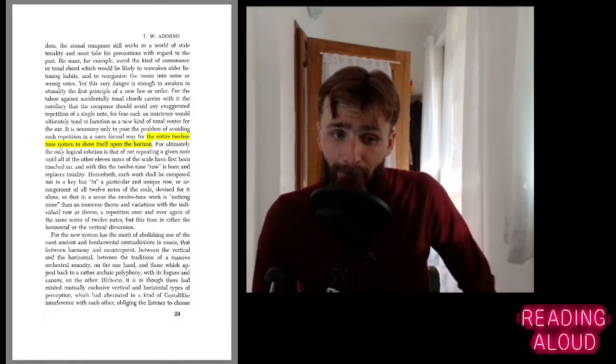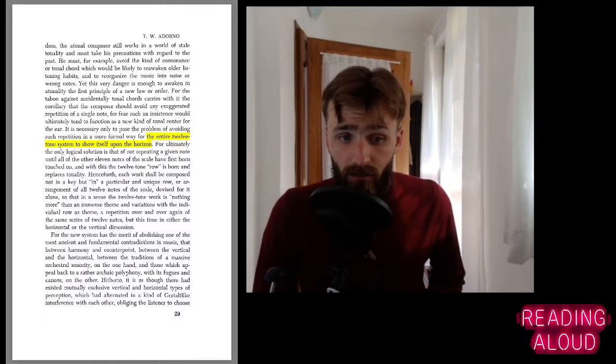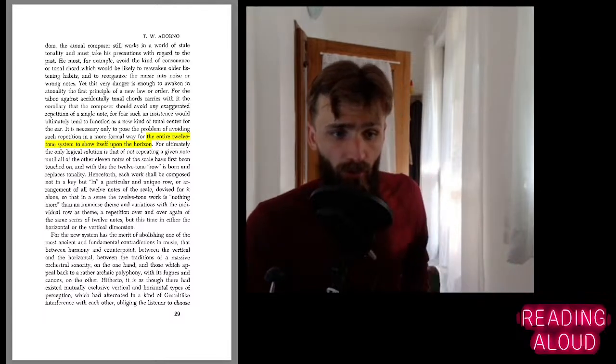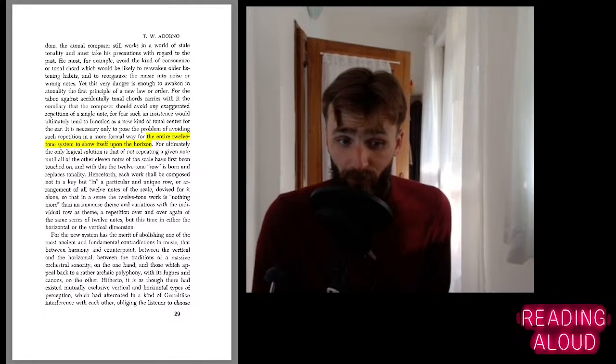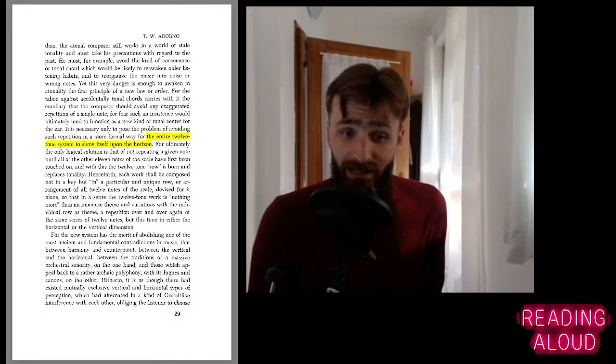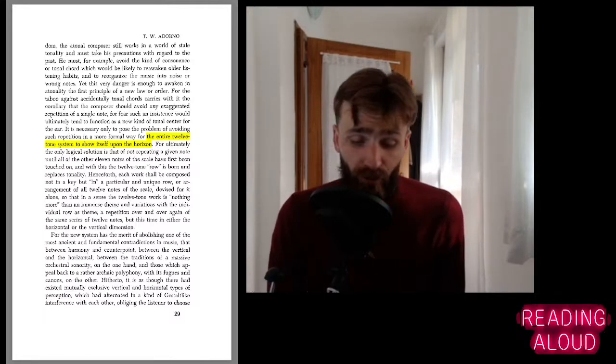Henceforth, each work shall be composed not in a key, but in a particular and unique row, or arrangement of all 12 notes of the scale, devised for it alone, so that in a sense, the 12-tone work is nothing more than an immense theme and variations within the individual row as a theme, a repetition over and over again of the same series of 12 notes, but this time in either the horizontal or vertical direction.